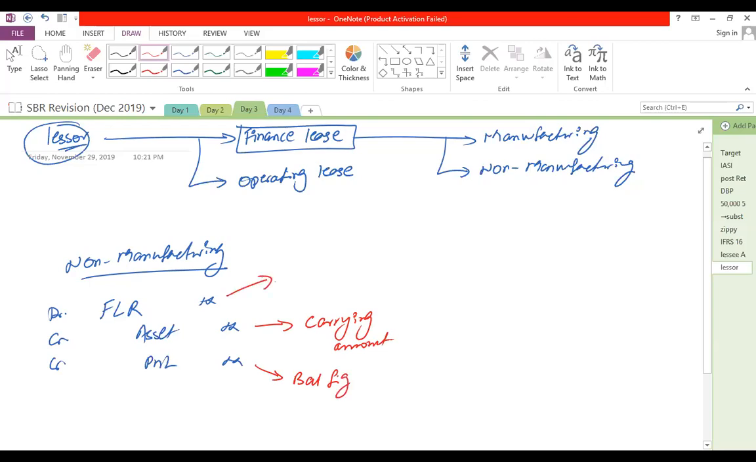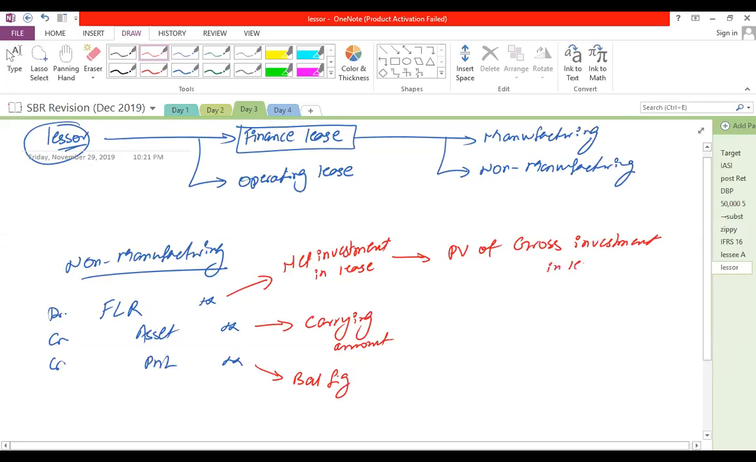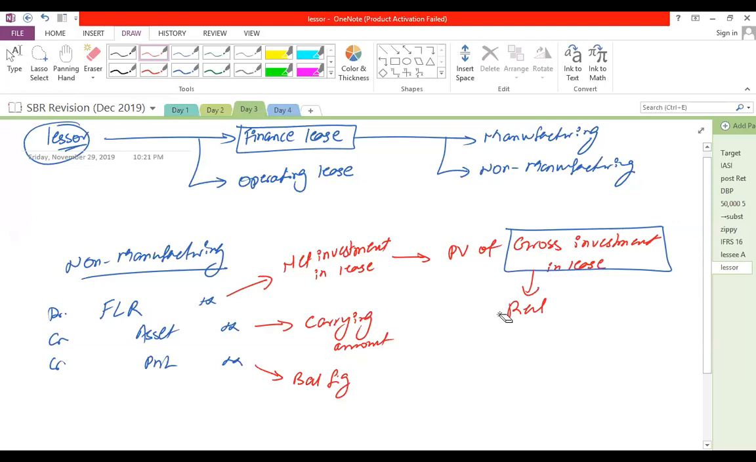Now, what about the finance lease receivable? So we say that the finance lease receivable should be recorded at the net investment in lease. Now, what is the net investment in lease? It is the present value of the gross investment in lease. And what is the gross investment in lease? For this, we say this means lease payments. In short, all of the lease payments that a lessor would receive is what is called the gross investment in lease.